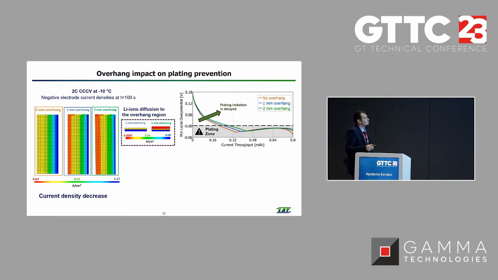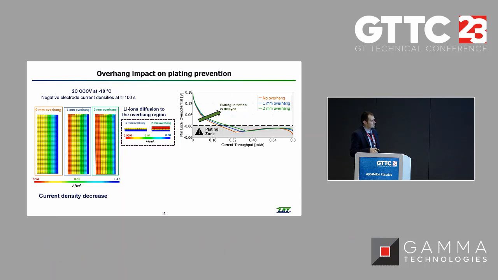And then to study the impact of overhang on plating, we have extended our model into 3 dimensions, and we have applied a fast charging 2C at minus 10 degrees Celsius scenario, which are the conditions where plating is expected to happen. What we are more interested in here is that we need the local plating overpotential not to become negative, because then the plating reaction occurs.